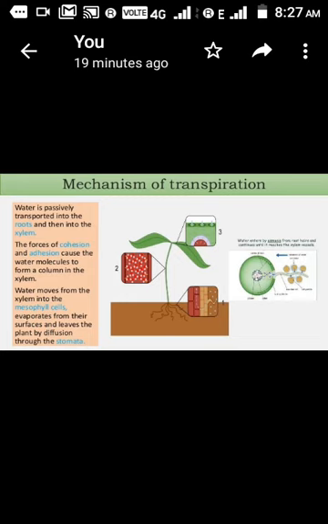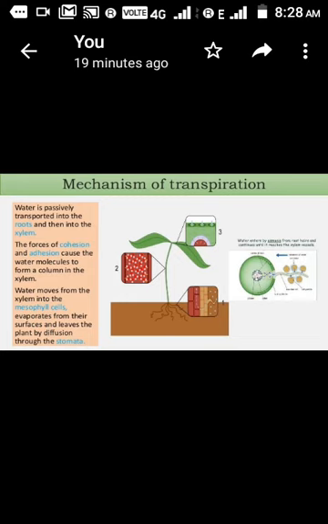Students, last term we saw some of the facts related to transpiration. Today we are going to see the mechanism, the factors of transpiration, and anti-transpirants. Okay, so let's start today's lecture with the mechanism of transpiration.